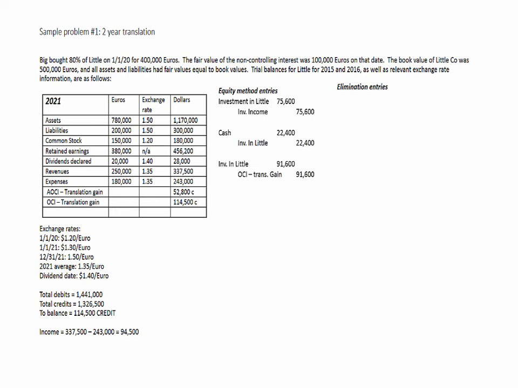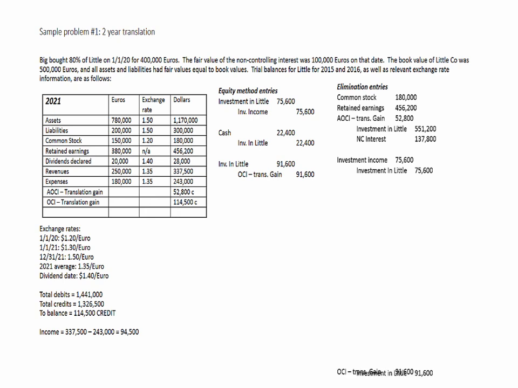Okay, going over to our elimination entries, we do this in the usual fashion. We eliminate our beginning of year owner's equity accounts. The only new thing is that the accumulated other comprehensive income is one of the subsidiary's dollar-denominated equity accounts. We take that total and split it 80%, 20% between the parent's investment and the non-controlling interest. Now we need to eliminate our investment income. We have to eliminate both our regular investment income of $75,600 as well as our other comprehensive income of $91,600.